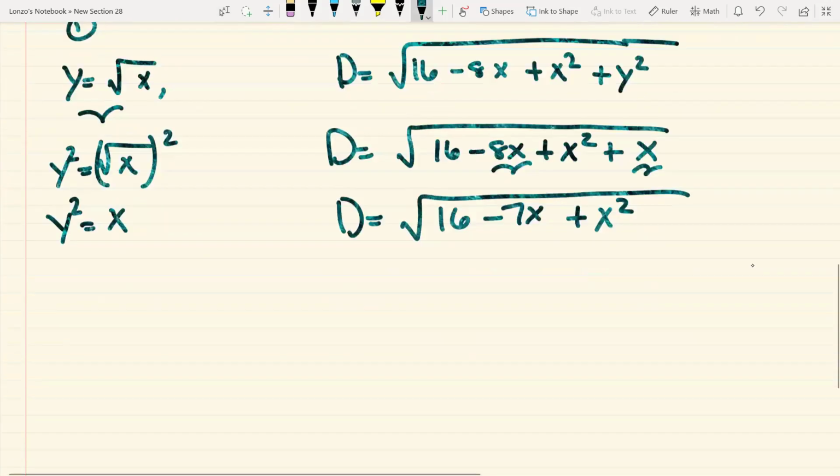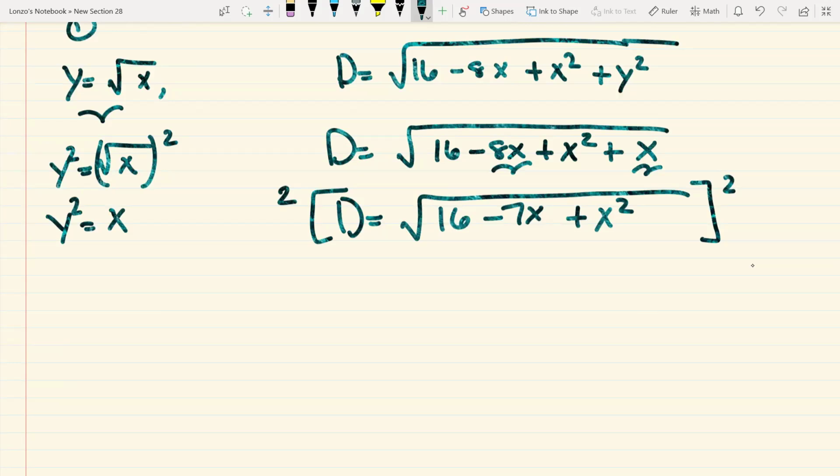And then what can I do next? Now I'm going to take the derivative of the distance equation, right, and set it to 0, and then find my critical value. What I could do is use the chain rule, set this to 0, find the derivative with respect to x. Or I can get rid of the radical first. That's what I'm going to do. I'm going to get rid of the radical first by squaring both sides.